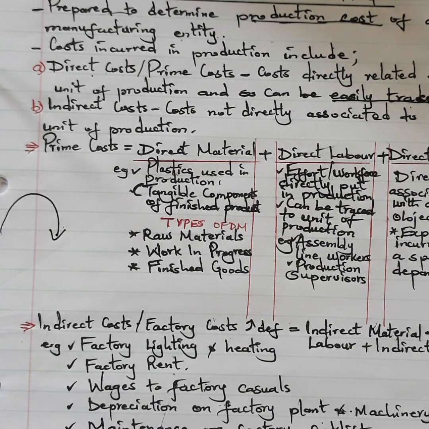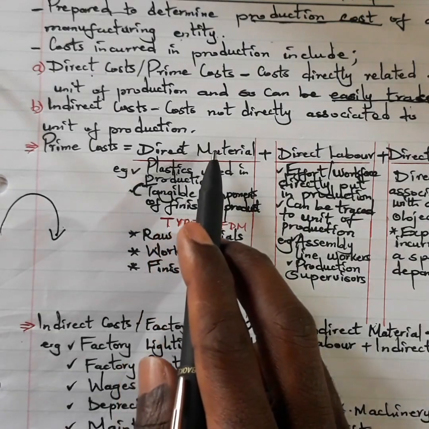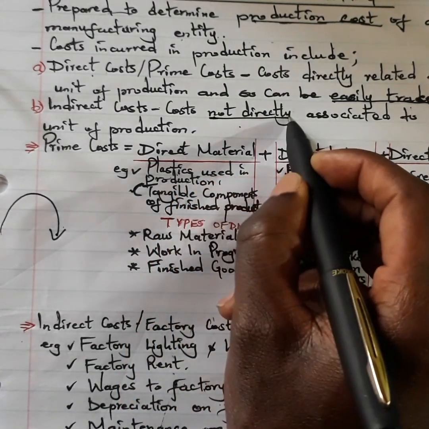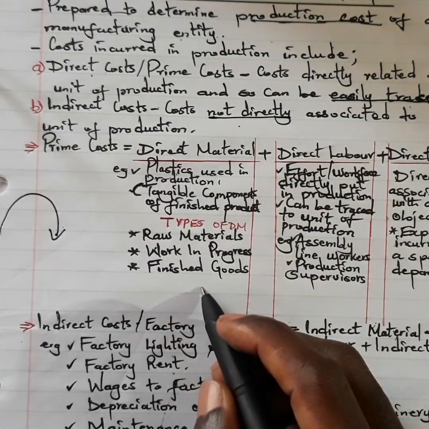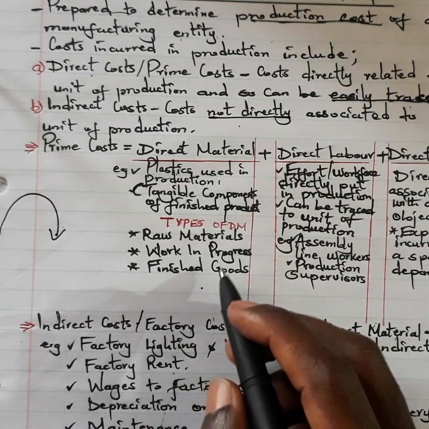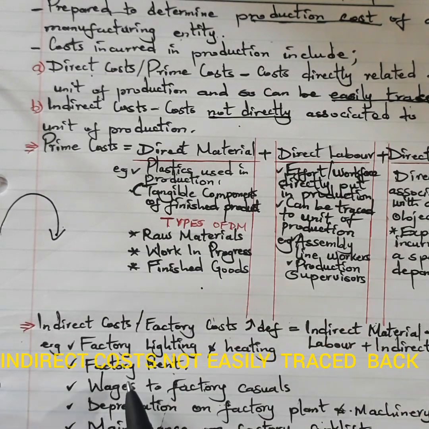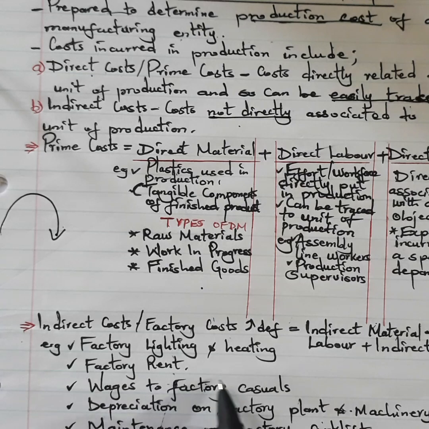Those are direct costs. Then indirect costs cannot be easily traced back, and they don't directly relate to a particular unit of production. For that matter, we have examples to do with wages to factory casuals. When you pay factory casuals, we cannot easily attribute, because they do so many activities in the workplace, we can't really attribute the kind of effort that they put in the production.